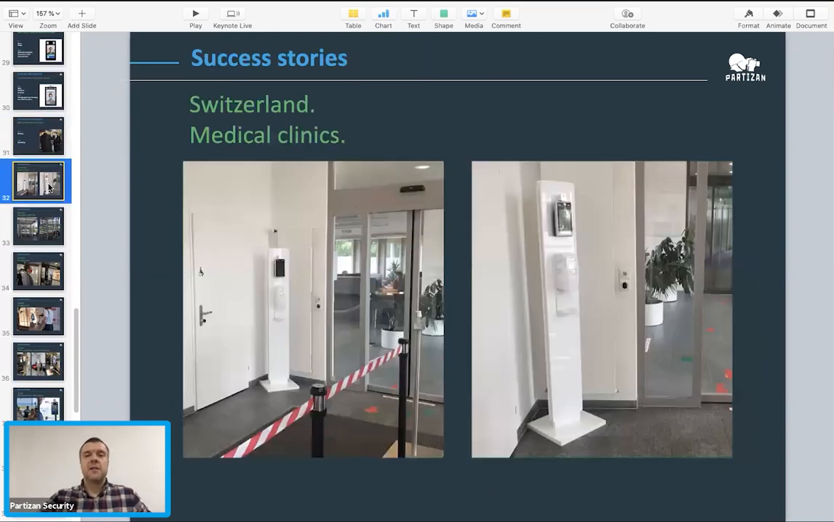And finally, some nice examples of installations of our system from Switzerland. It's medical clinics.